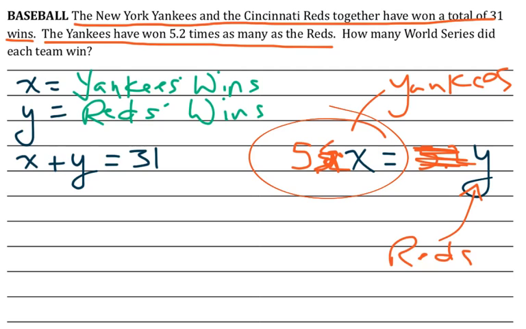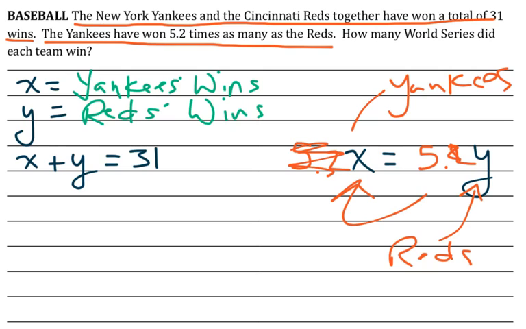That would mean that the Reds would have more than the Yankees, and that doesn't make any sense. So as I switch this around and think about it in the other direction, if I quintupled the Reds wins, I would get a larger value of X. So the way this is going to work out is if you take X and get that from taking Y and multiplying it by 5.2. So we have our two equations set up, and now we're ready to solve them.